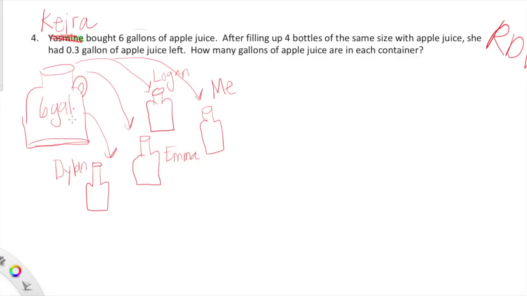That was Miss Dana. So she's pouring the apple juice into 4 bottles. All of these bottles, you guys, are the same size.